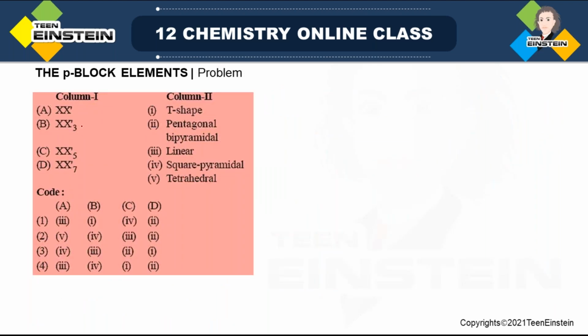Here we have a problem. Different formulas for interhalogens are given in column 1 and in column 2. Total 5 different shapes are given. 1, 2, 3, 4, 5. But here we have only 4. So 1 will be extra. But that is not a problem.